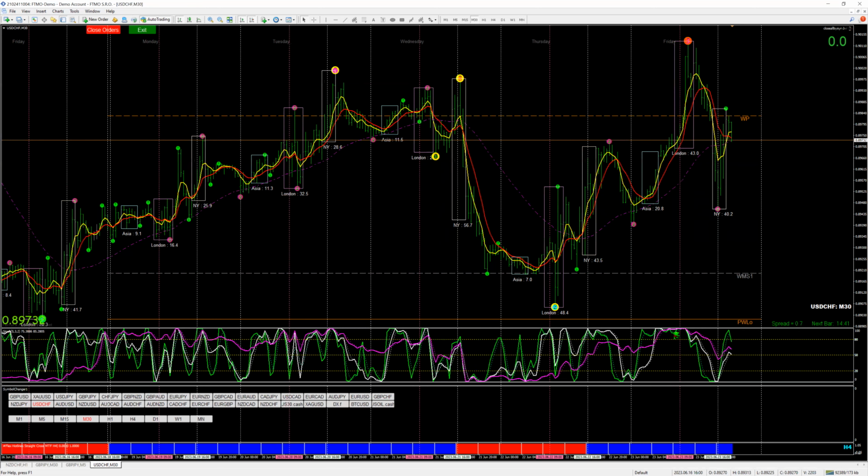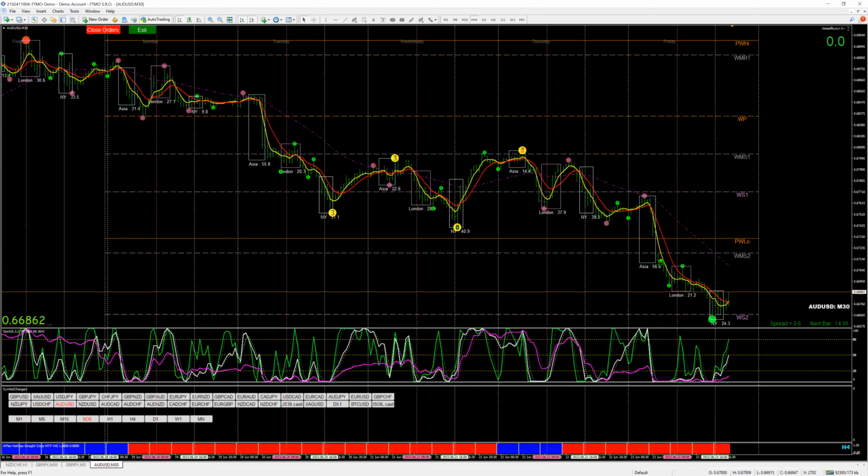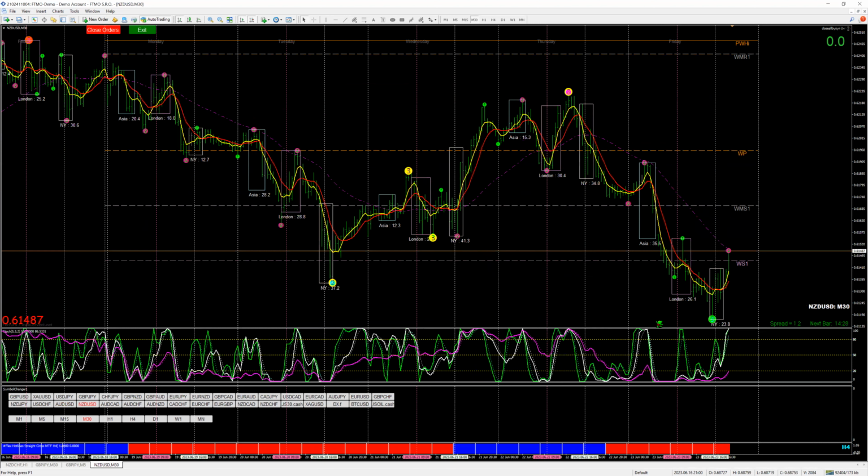Aussie dollar was a 1, 2, 3, and then a 1, 2, 3, and you had to wait for it, so no trade. New Zealand dollar, same thing. So the only proper trade today was the Euro CAD.